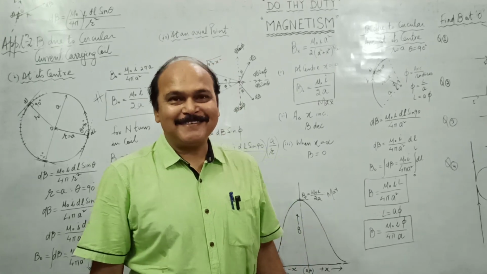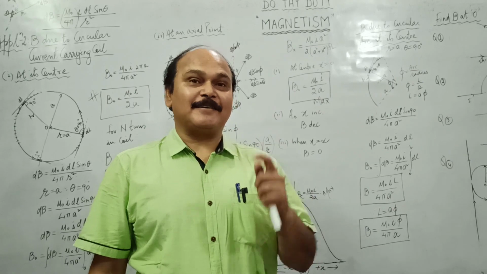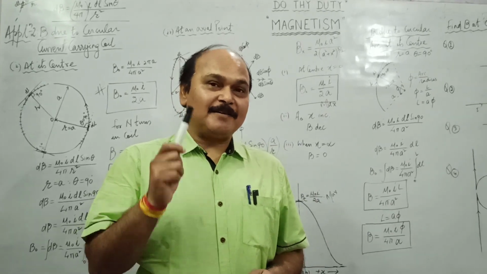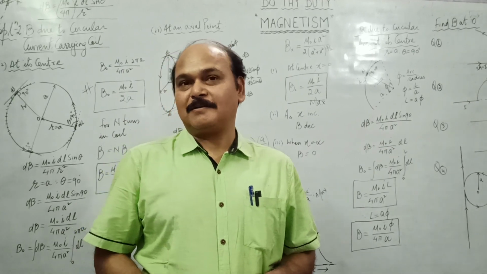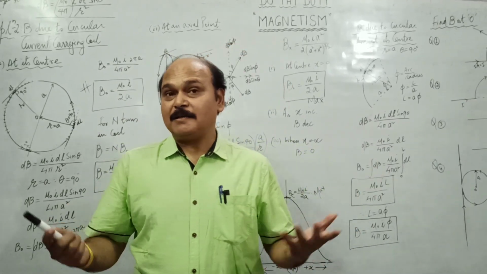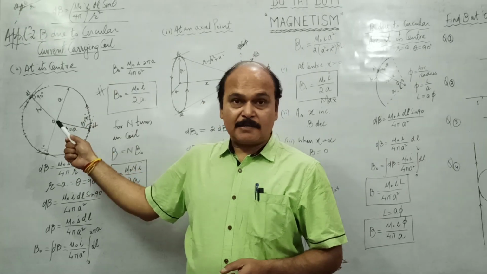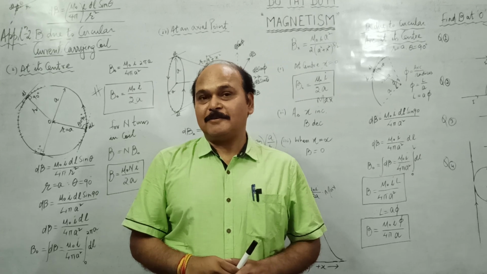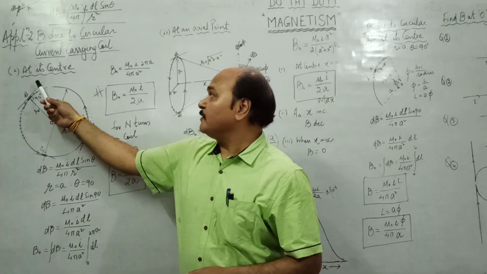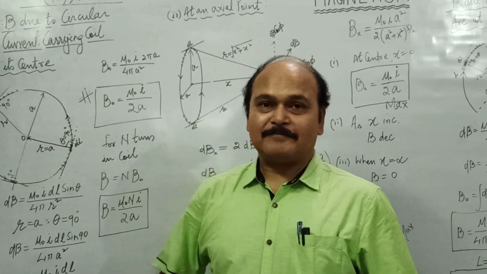Good morning, children. In the class today, we'll continue with what we started last time. Last time we studied Biot-Savart law and two applications of it. Today we'll proceed ahead and find out the magnetic field due to a circular current carrying coil at its center and at any point over its axis. So let us find out the magnetic field due to a circular current carrying coil at its center.